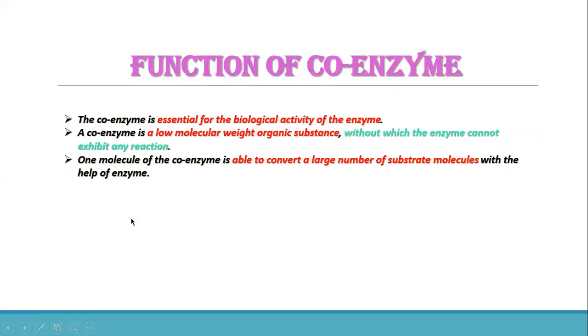Function of coenzyme. Coenzyme is essential for the biological activity of the enzyme. A coenzyme is a low molecular weight organic substance without which the enzyme cannot exhibit any reaction. One molecule of coenzyme is able to convert a large number of substrate molecules with the help of the enzyme.